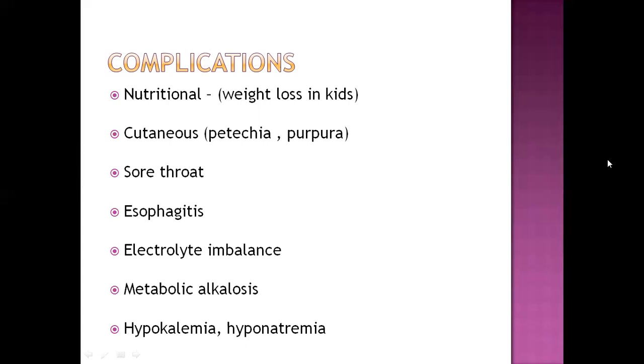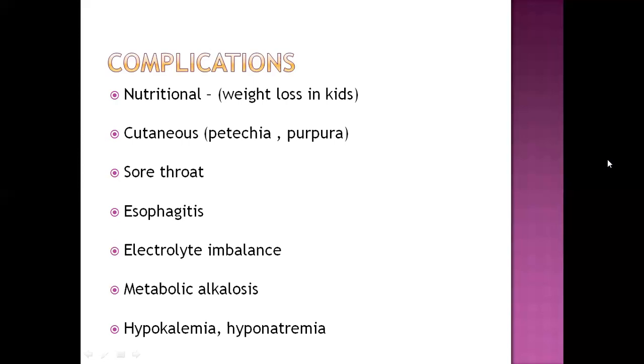Next is metabolic alkalosis, very important. I have already explained that vomiting contents are normally from the upper GI tract. The upper GI tract contains acid. So through vomiting, acid is lost from the body. When there is acid loss from the body, alkali becomes higher than the normal level. So the body faces metabolic alkalosis.